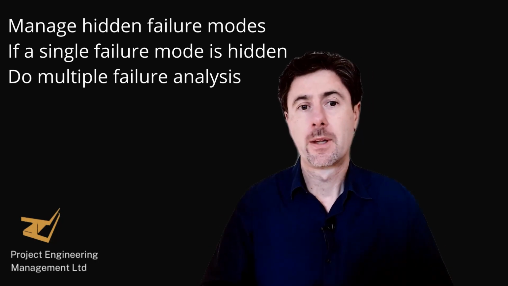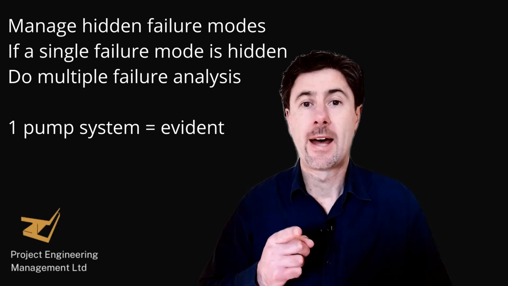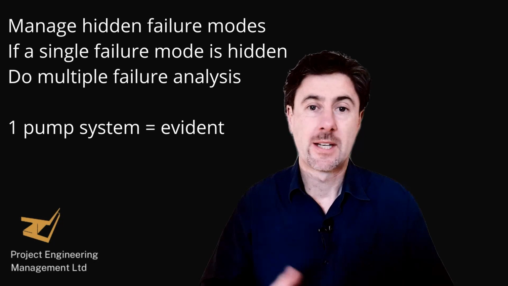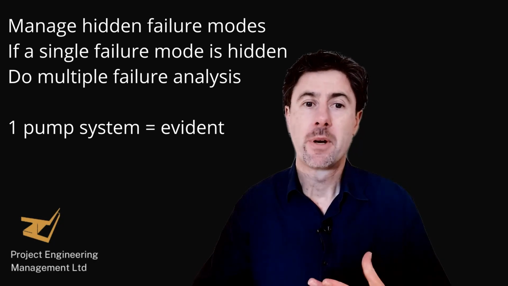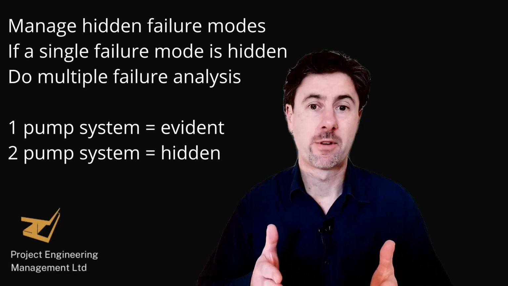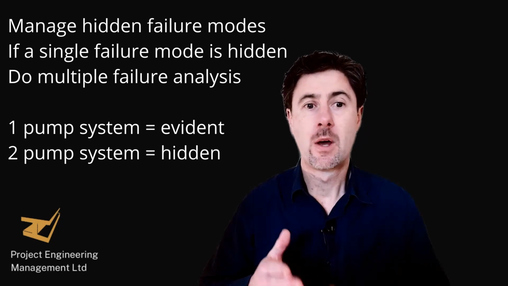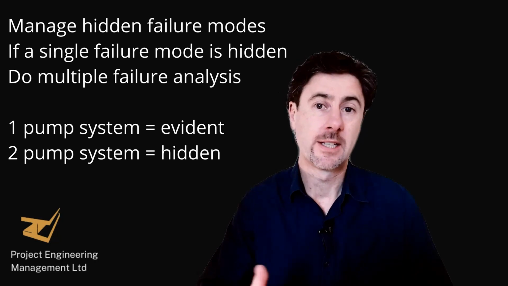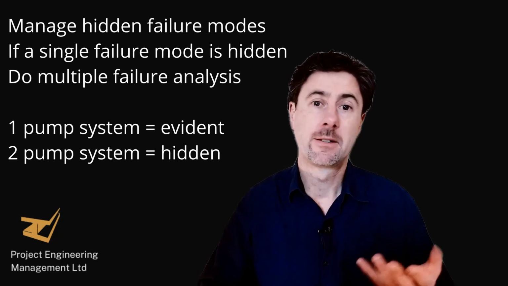For example, if we have one pump on its own and it fails, it is evident because if it's not working, we can see the consequences. But if we have two parallel pumps running and either of them can provide enough flow, if one of them fails, we might not know because the system is going to keep producing what we think it needs to produce and the other failure is hidden. We can't immediately see the consequence.